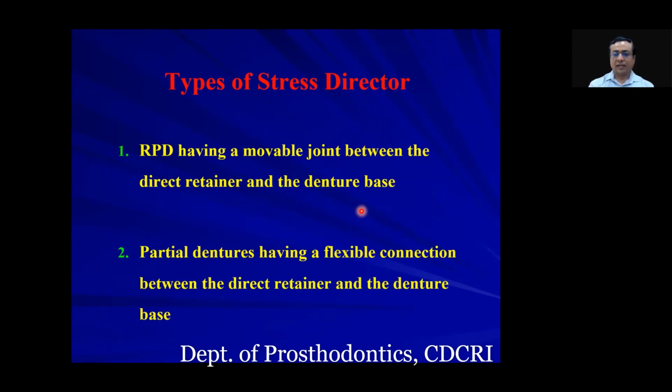Now, stress directors are broadly grouped into two types. RPDs having a movable joint between the direct retainer and the denture base, and partial dentures having a flexible connection between the direct retainer and the denture base. A movable joint between the denture base and the direct retainer. In the other case, the connection between the denture base and the direct retainer is a flexible one.